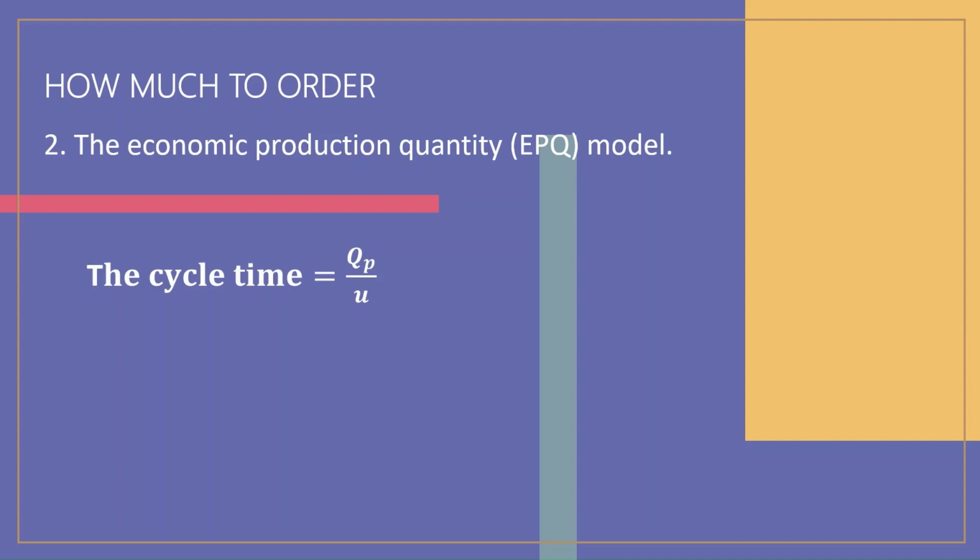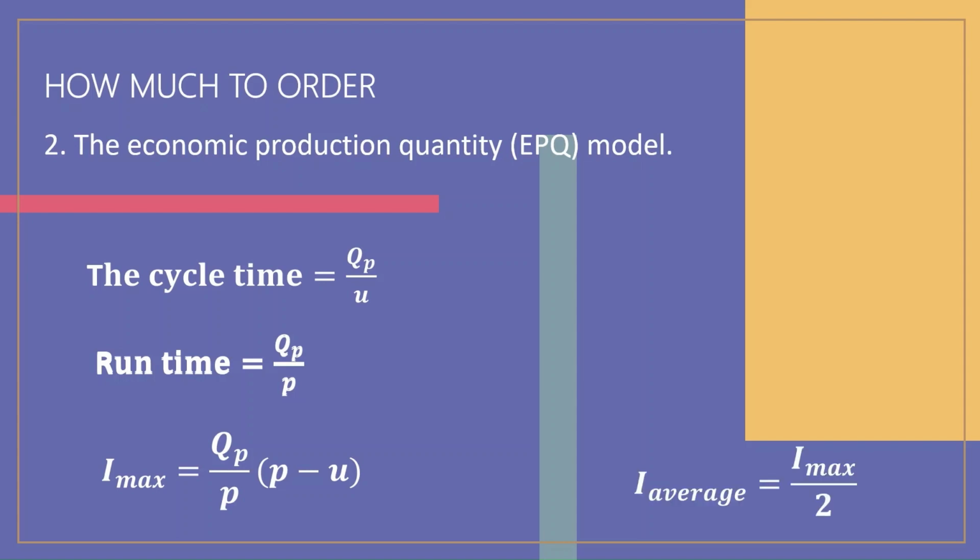Similarly, the run time, or the production phase of the cycle, is a function of the run size and the production rate. Hence, the run time equals QP divided by P. The maximum inventory level, I maximum equals QP divided by P multiplied by P minus U. And the average inventory level, I average equals I maximum divided by 2.